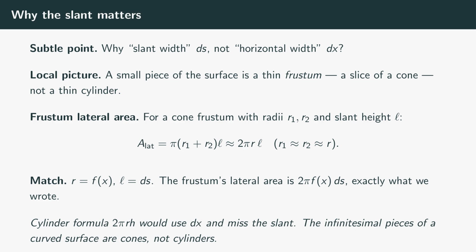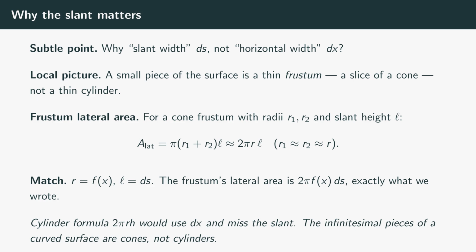Quick refresher on the cone frustum. A frustum is a cone with the tip cut off, leaving two circular ends of radii r1 and r2, and a slanted lateral surface of slant height l. The lateral area of this frustum is pi times the quantity r1 plus r2 times l. When r1 and r2 are nearly equal, which they are for a thin piece, this is approximately 2 pi r times l, with r the average radius.